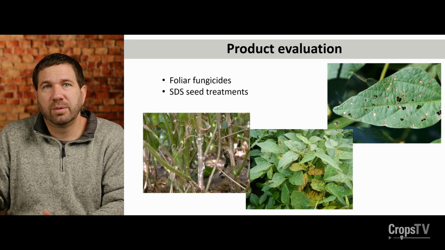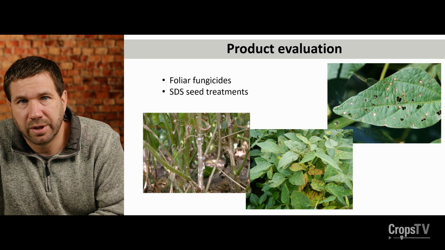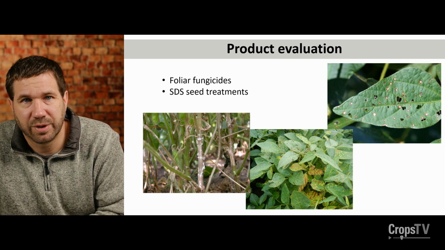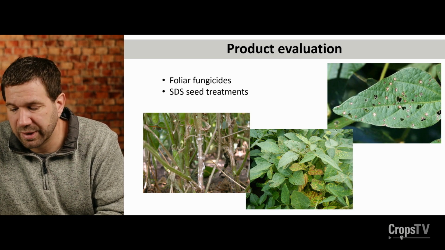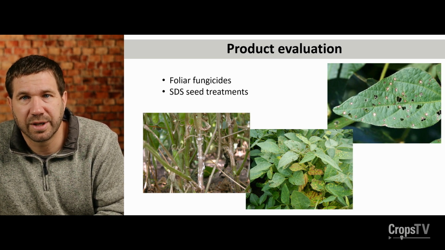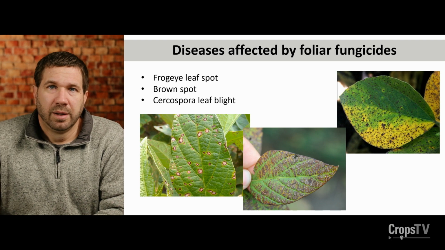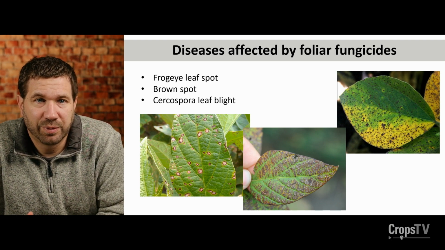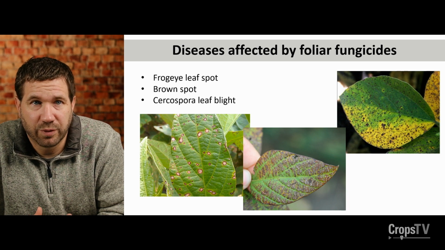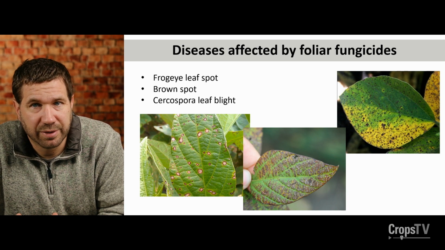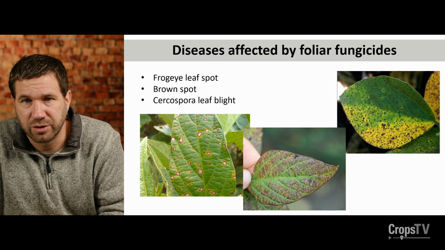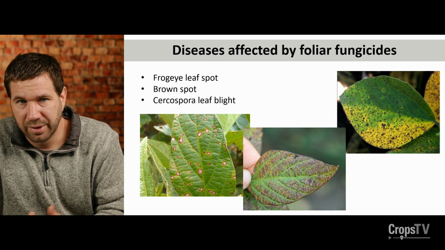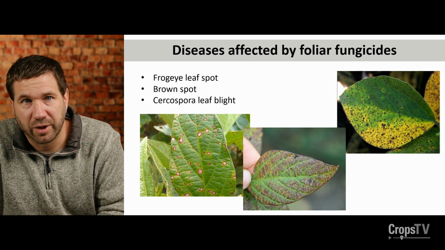All right, we're going to end with product evaluation of both foliar fungicides, and then we're going to go back into the SDS realm and look at the recent data on seed treatments for SDS. So remember, when we're looking at foliar fungicides here in Iowa, the diseases we're really focused on are frogeye leaf spot, maybe brown spot, which is usually in the lower canopy, and Cercospora leaf blight, which comes in pretty late in the season. But really the main one would be frogeye leaf spot.